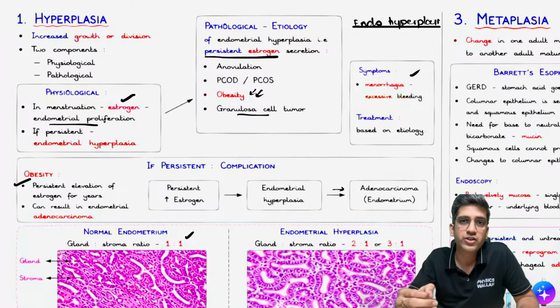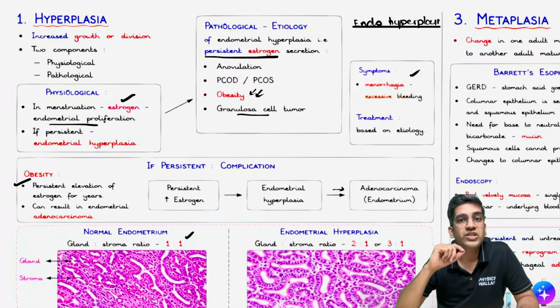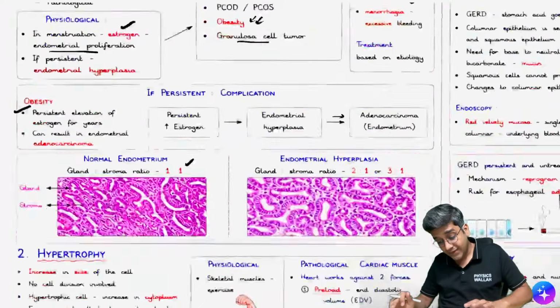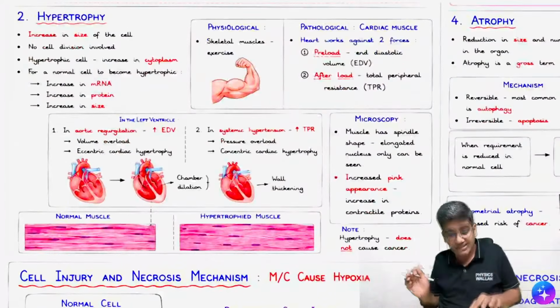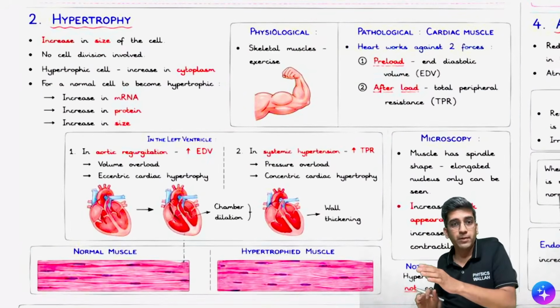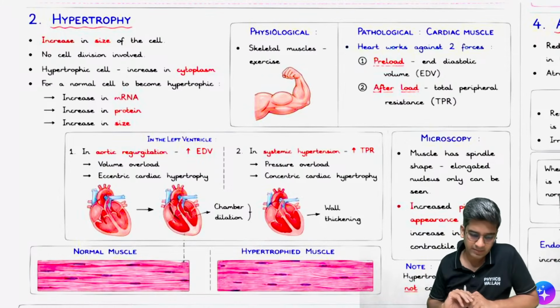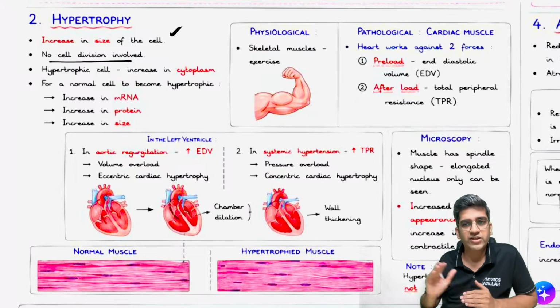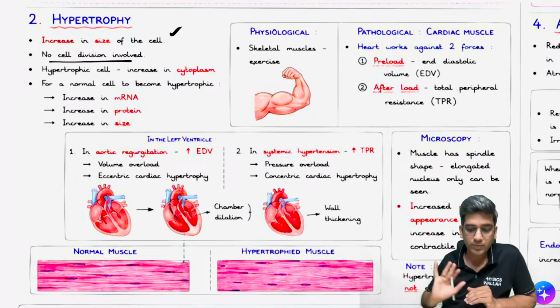The best example for them is striated muscles. Right, your cardiac muscle, your skeletal muscle, which are striated muscles, they don't have the capacity to divide. The only adaptation they can have is hypertrophy. At the same time, smooth muscle, which has the capacity to divide, can undergo both hyperplasia as well as hypertrophy, right? So increase in cell size. When there is no cell division involved, obviously the only outcome is hypertrophy, right?